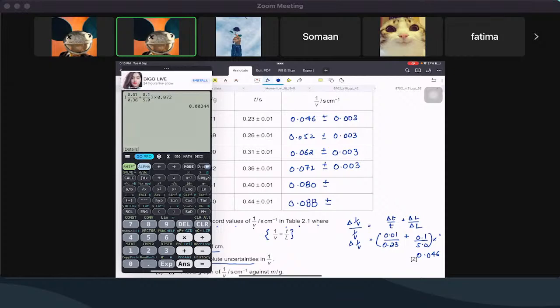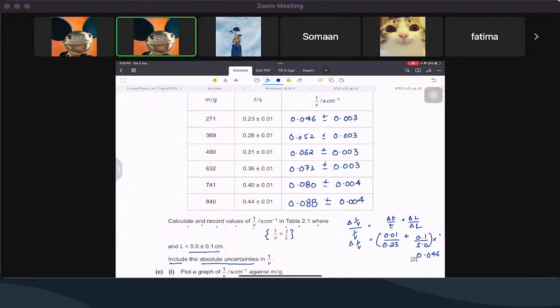Then this one is 0.40 and this one is 0.80, so you got 0.004 now because you round it up, and then you gotta take this as 0.88 and this one as 0.44, and this is also 0.004, just like this, right? Now, when you're done with this, that's basically all that you need for this table.